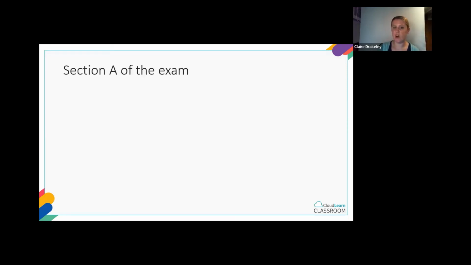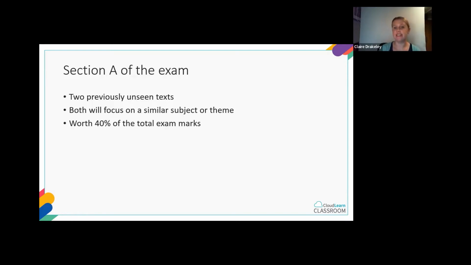So section A of the exam, what does that look like? Section A of the exam paper will give you 2 pieces of text which you haven't previously studied and which haven't appeared on other exam papers. We call these unseen texts. Both of these texts will have a similar subject or theme, meaning you can easily link them together or compare them with each other. Section A is worth 40% of your overall mark for the exam. Therefore, it's suggested that in a 3-hour exam, you should spend roughly 40 minutes on this section.